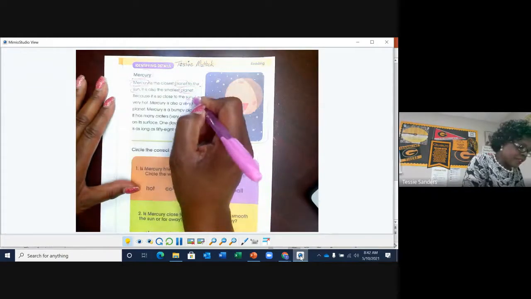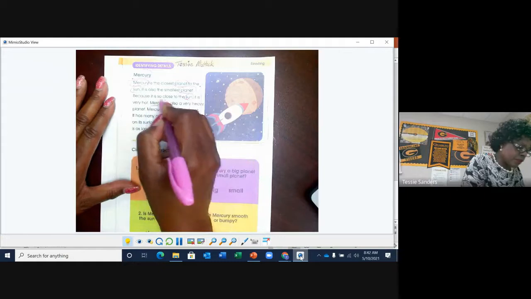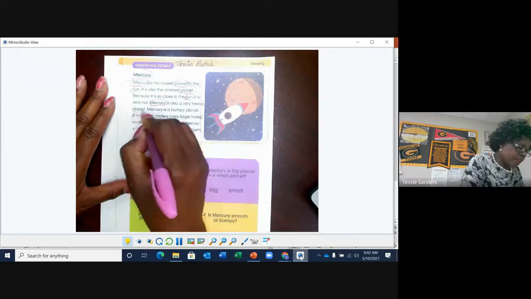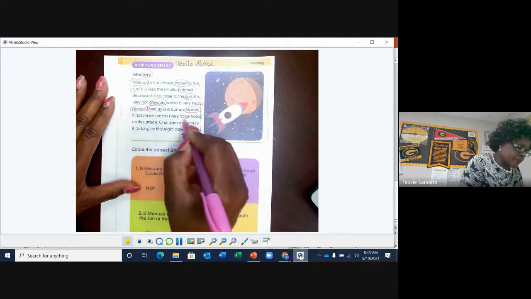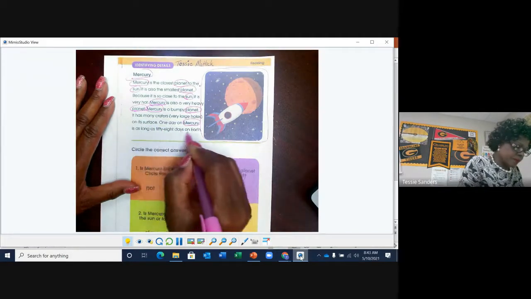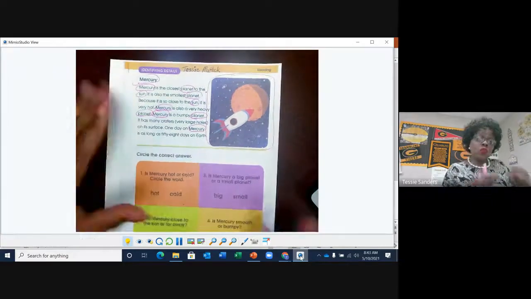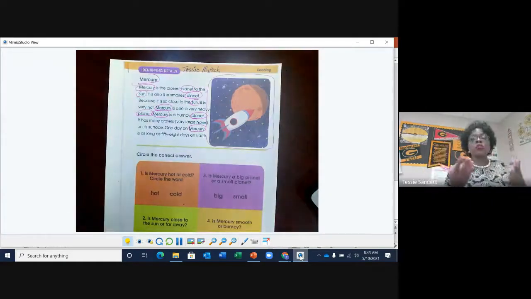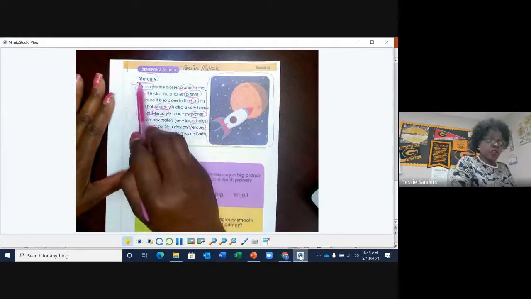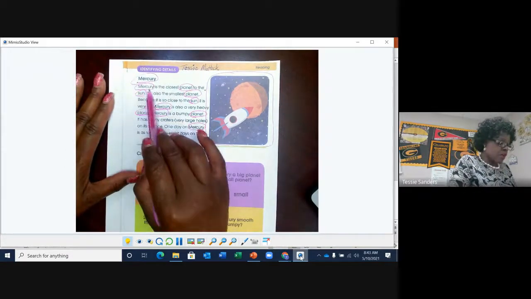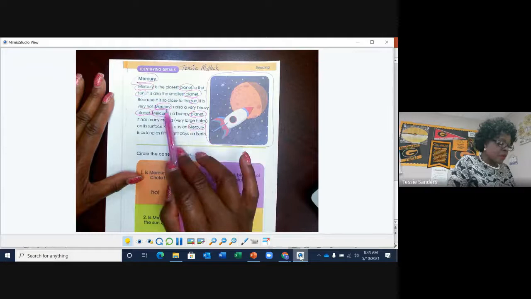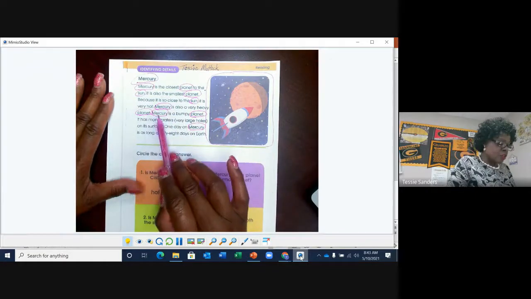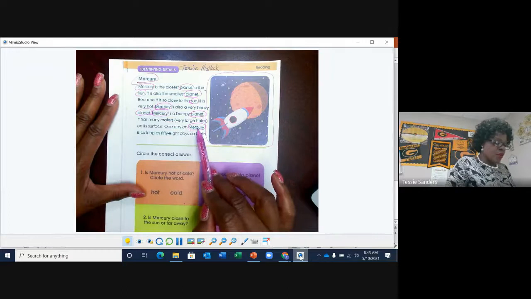Sun, sun, Mercury, planet, Mercury, planet, Mercury. Let's review from the top what we've circled. Let me hear you. Mercury, planet, sun, planet, sun, Mercury, planet.